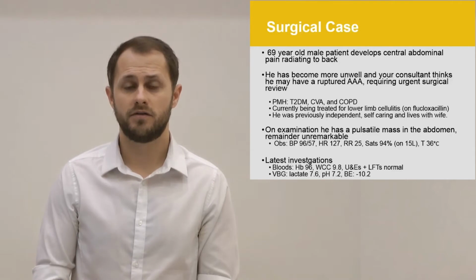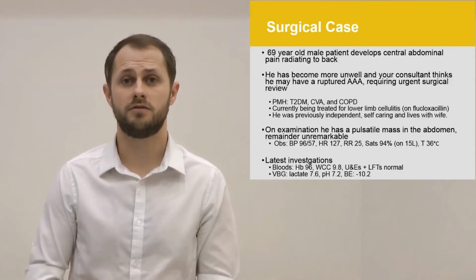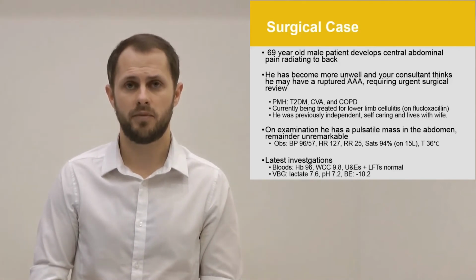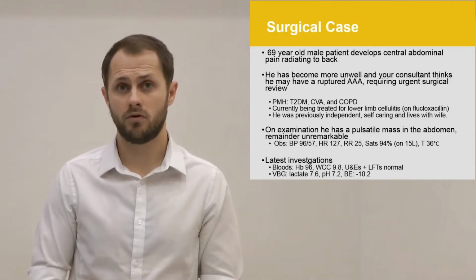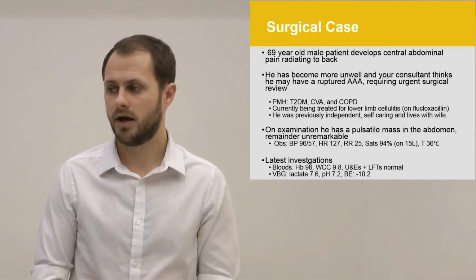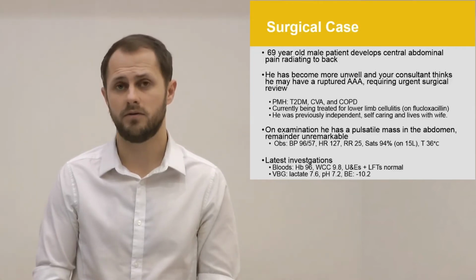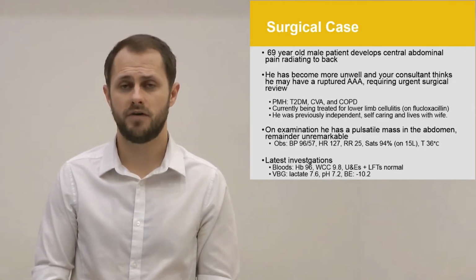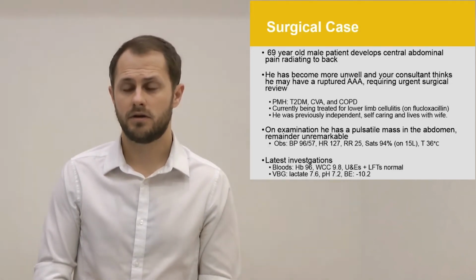Using SBAR, the situation being that you have a 69-year-old male who's currently an inpatient treated for lower limb cellulitis on IV antibiotics, who's got central abdominal pain radiating to the back. The background is this patient has become more unwell, more unstable, and you think they may have had a ruptured AAA. They have type 2 diabetes, CVA and COPD as past medical history, and they're previously self-caring and independent with ADLs.